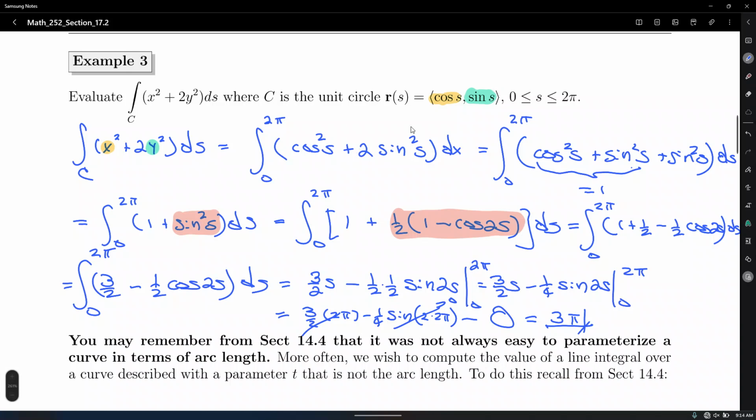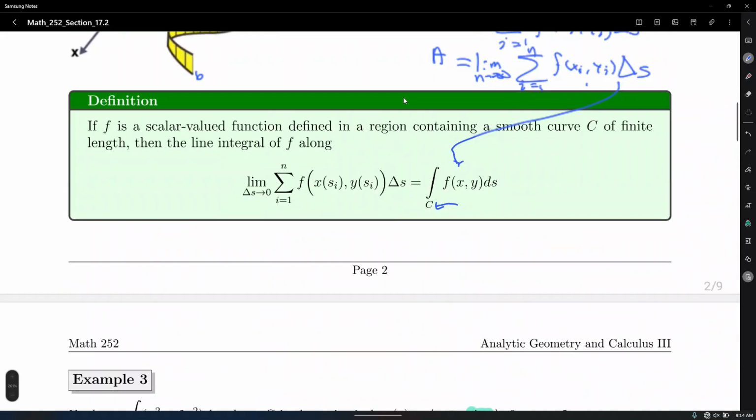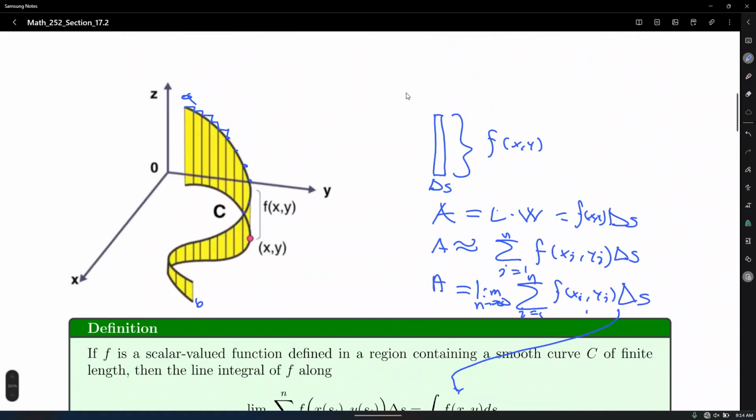For this very basic case, see how we're using the parameter s. Remember that parameter s from chapter 14, the arc length parameter? That's because we're integrating over an arc length. So the more proper way is to explain a line integral rather than integrating over an interval.